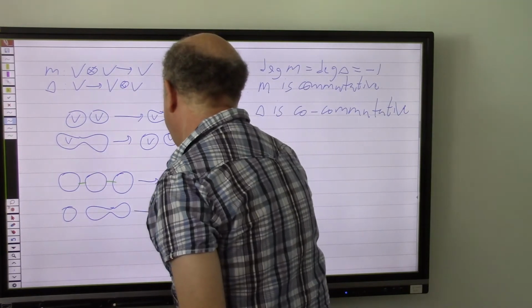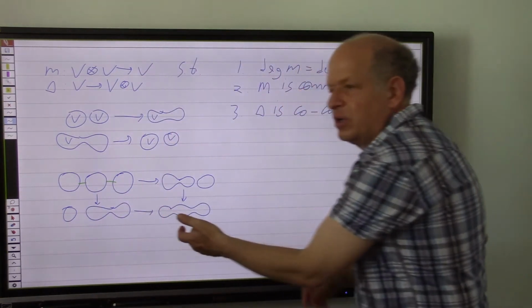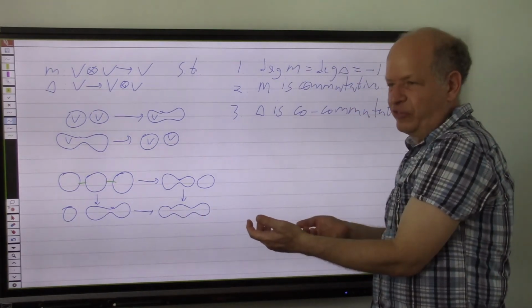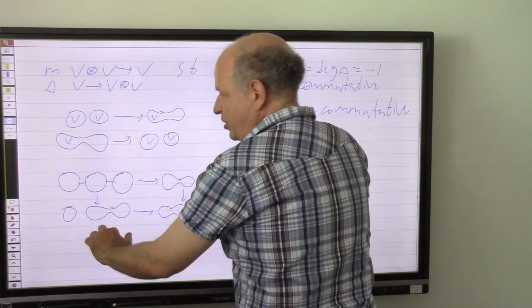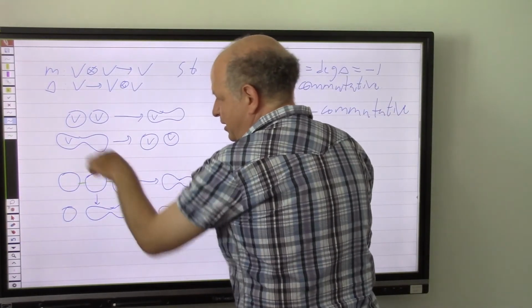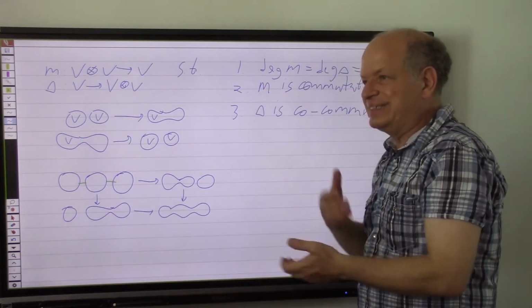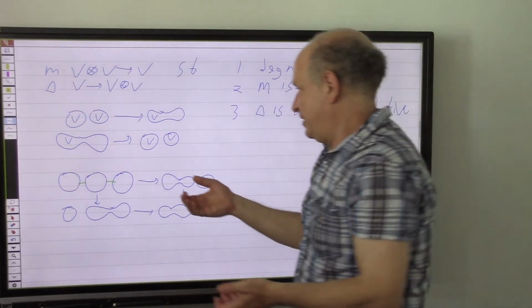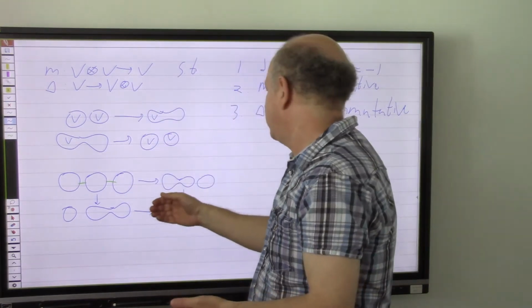So what I drew right now is a typical face of the Khovanov cube, right? All of these are vertices. This is an edge, this is an edge, this is an edge, this is an edge. And our condition was that the faces must be commutative. So I want this diagram of maps to be commutative.